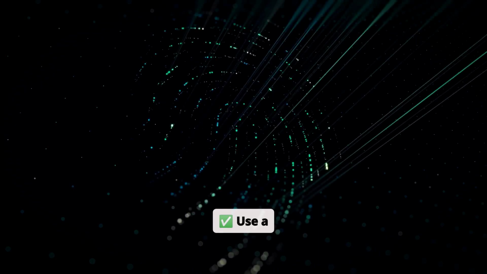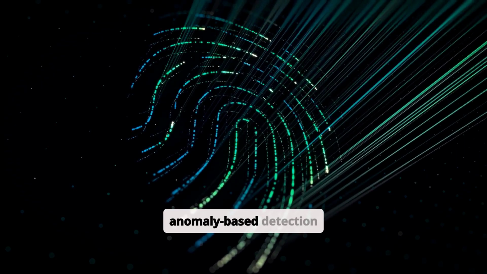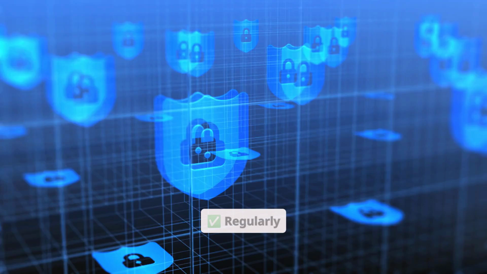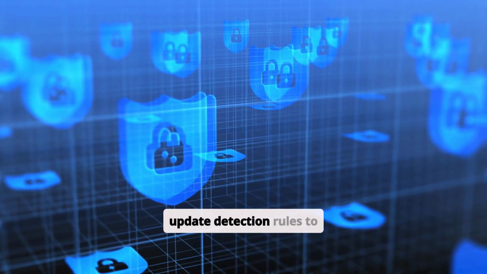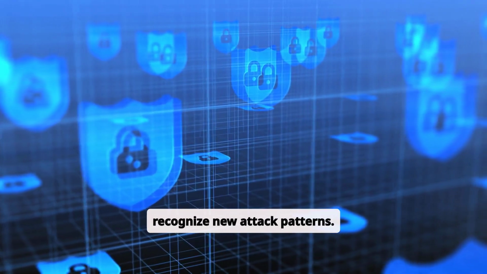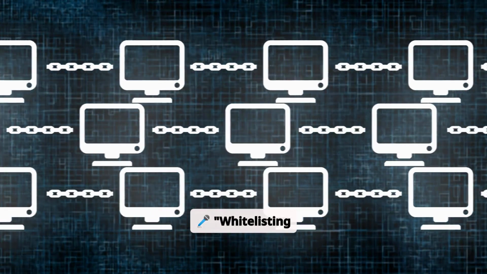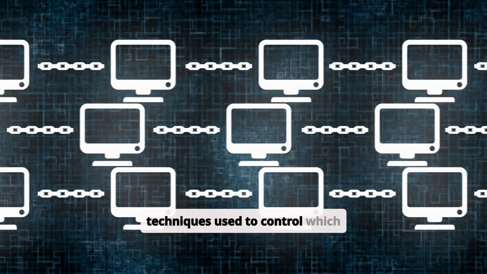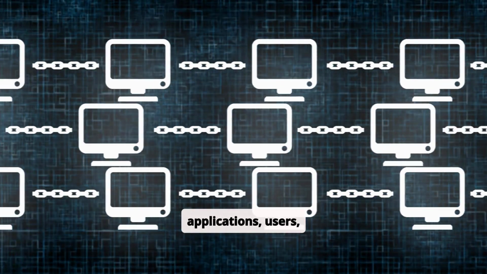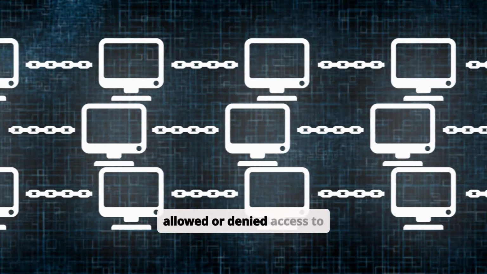Use a combination of signature-based and anomaly-based detection methods. Regularly update detection rules to recognize new attack patterns. Whitelisting and blacklisting are techniques used to control which applications, users, and network connections are allowed or denied access to systems.